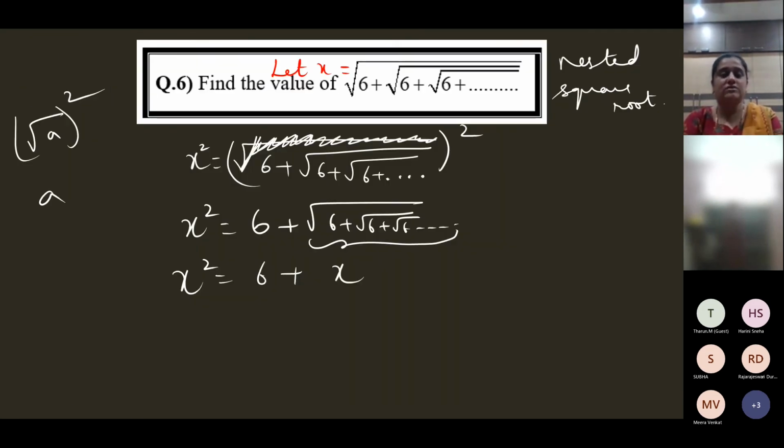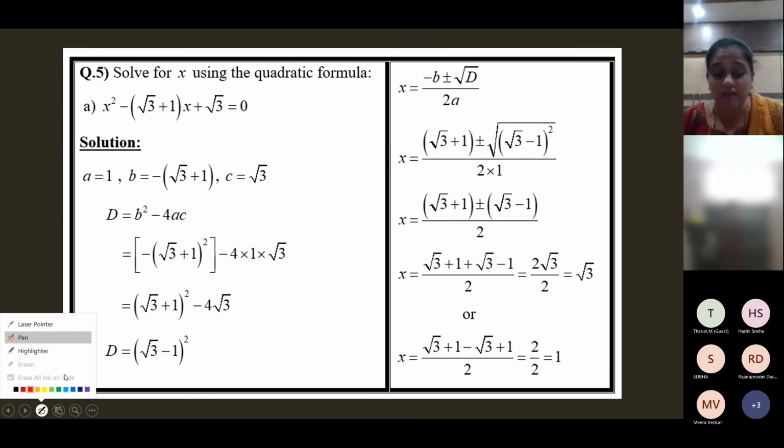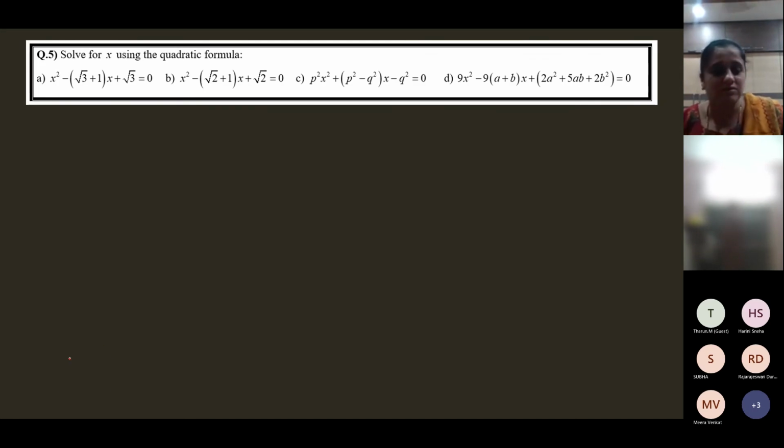Okay, we'll just do this and wind up the session for today. See this, children: solve for x using the quadratic formula. Use the quadratic formula and solve for x. I want to tell you something here.